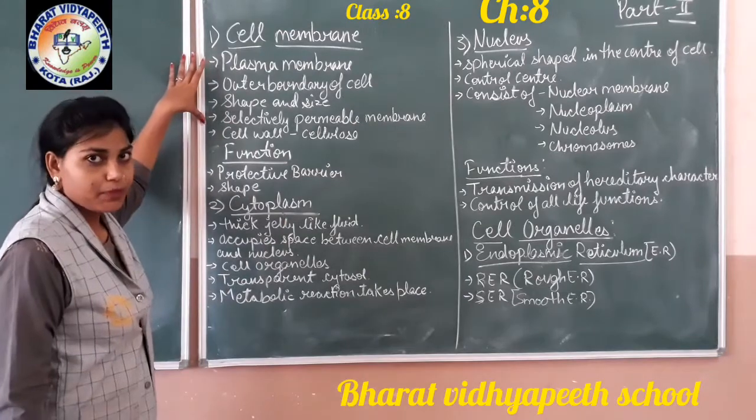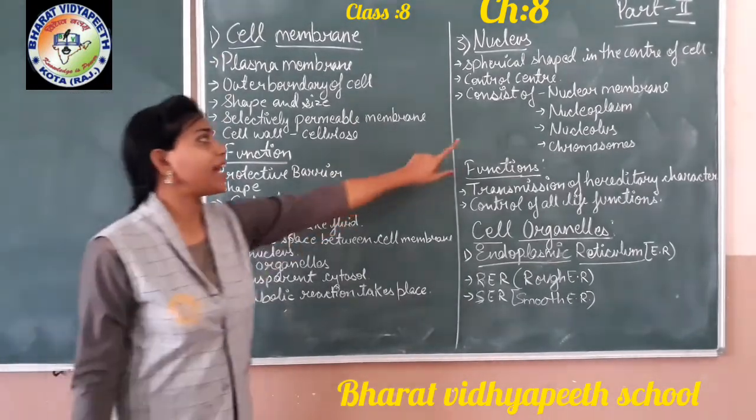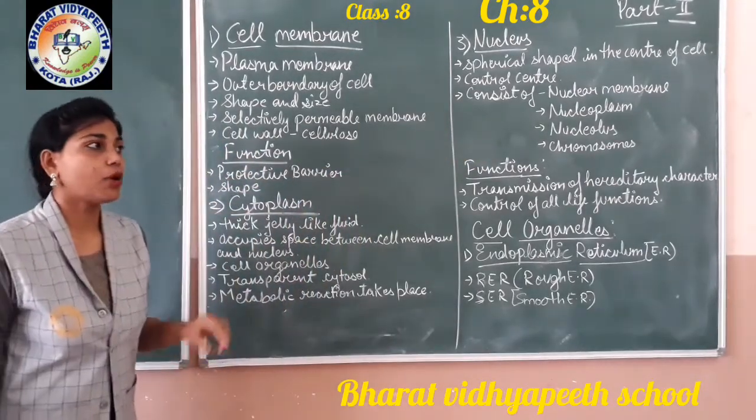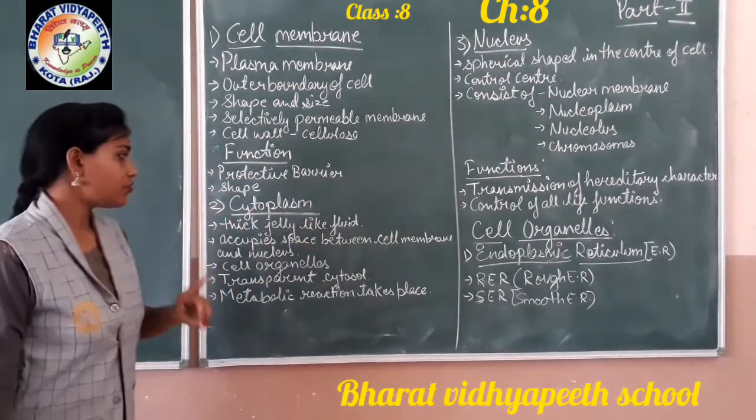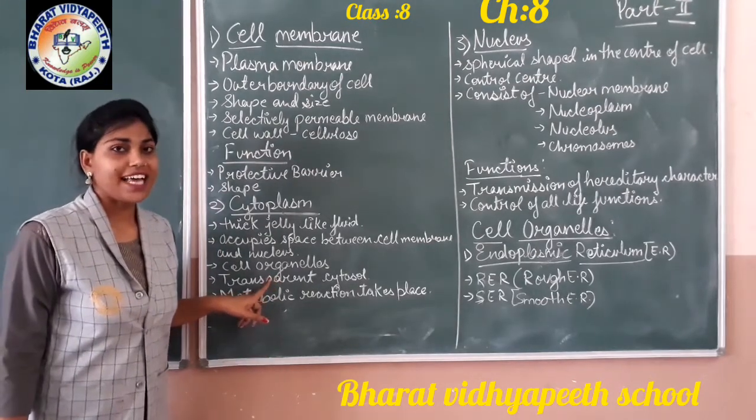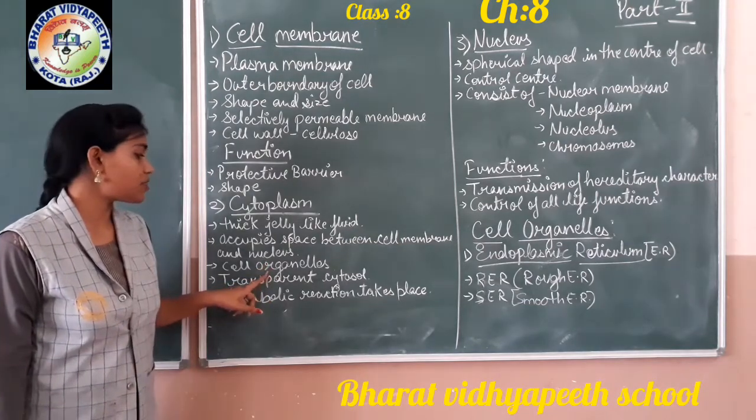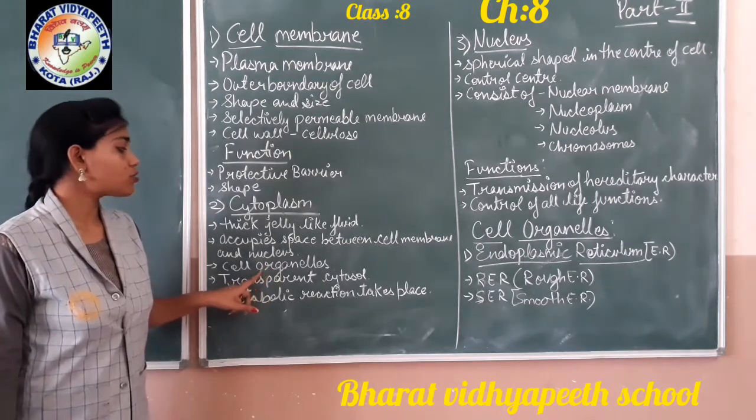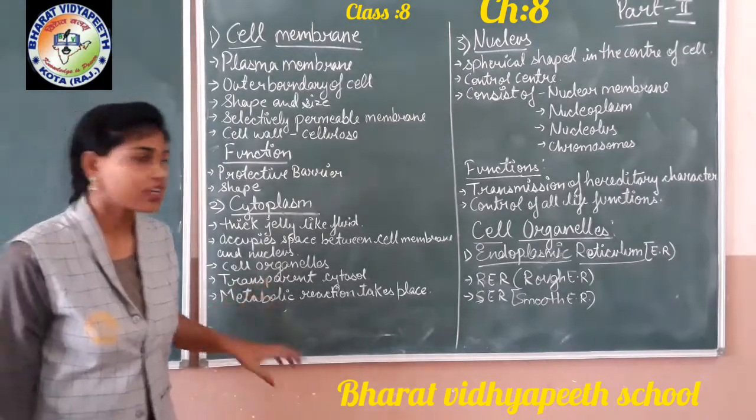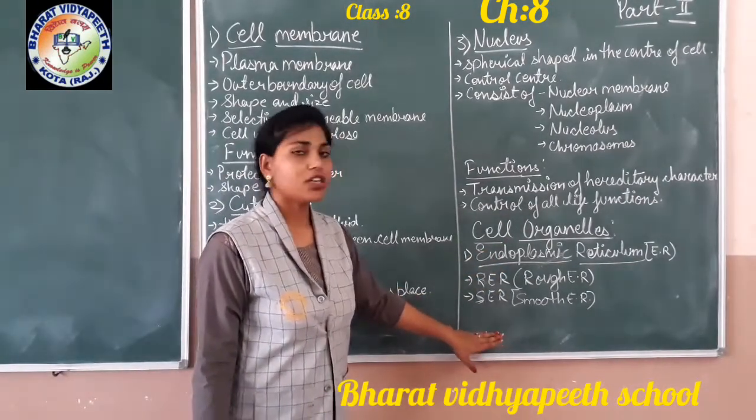What is the cell made up of? Mainly three parts are present in the cell: cell membrane, cytoplasm, and nucleus. Now we are going to study the cell organelles, which we read about in the cytoplasm. The fluid part of the cytoplasm consists of cell organelles. Which types of cell organelles are there? How many are there? What are their functions?